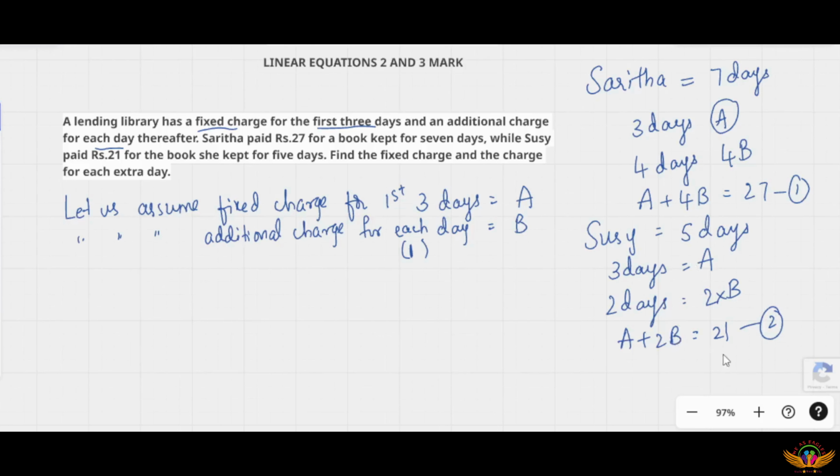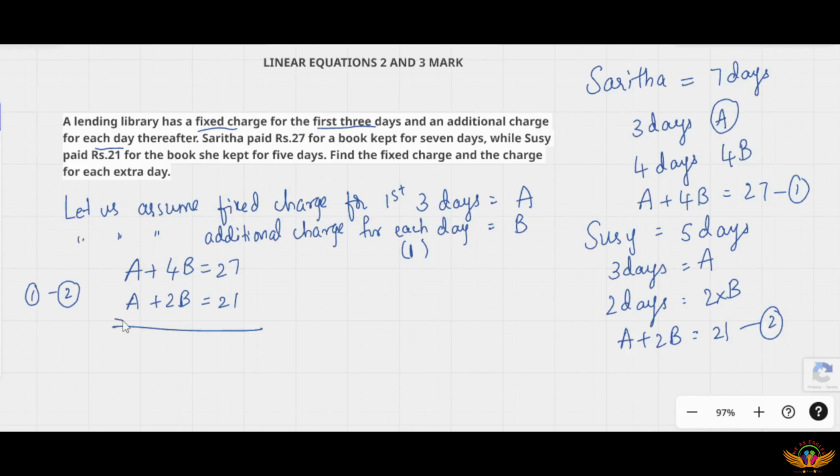A plus 2B equal to 21. These are the two equations. Now we have to solve these two by the elimination method. A plus 4B is equal to 27 and A plus 2B is equal to 21. Subtract equation 2 from equation 1, both equations. You have to mention whether you are subtracting or adding.